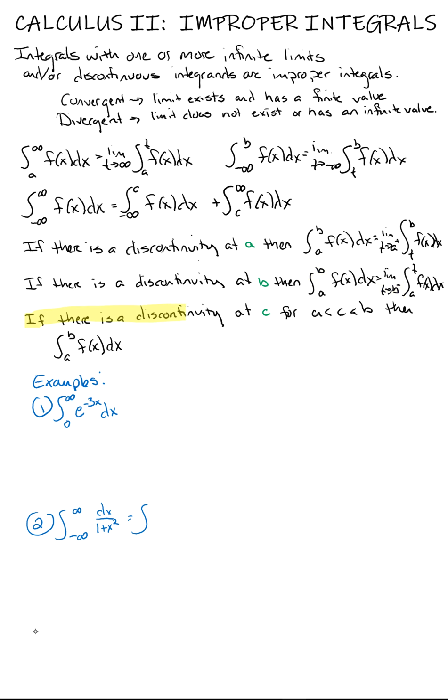Now, if there is a discontinuity at c, where c is somewhere within our interval of integration, as we integrate from a to b, we'll again have to split it up, and we'll integrate from a to c, plus the integral from c to b.